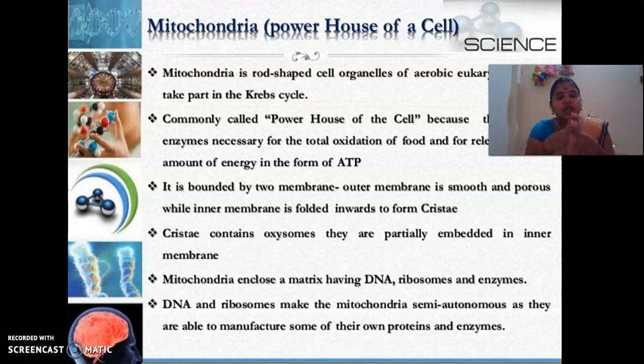So mitochondria enclose a matrix having DNA, ribosomes and enzymes. Because of the presence of DNA and ribosomes, it can prepare its own food. That is semi-autonomous. Semi means what? Half. It cannot completely prepare its own food. It can prepare only half, with the presence of DNA and ribosomes. And it gives the prepared food as proteins as well as enzymes.